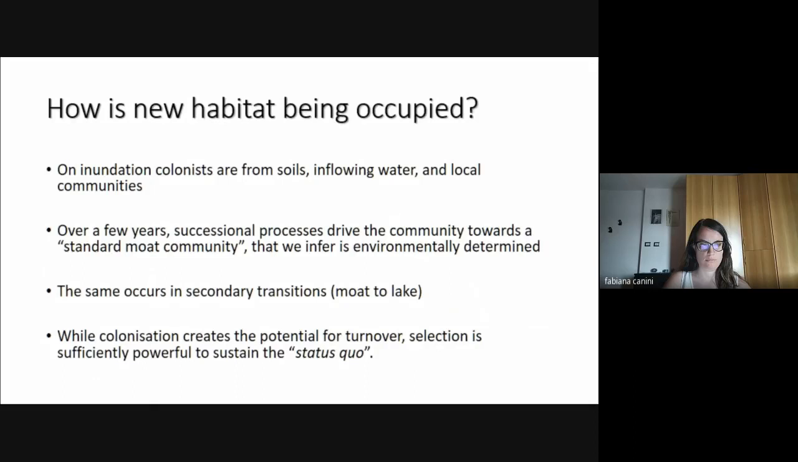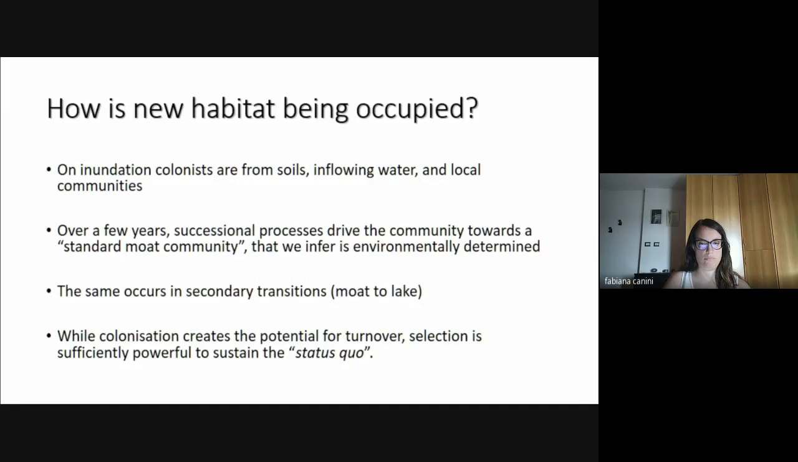So how is new habitat being occupied in these systems? There's no doubt that on initial inundation, the colonists are from the soils, but they're also from inflowing water, and from local communities, because we're seeing this connectivity effect and this similarity across the environment. Over relatively few years, maybe 4 to 5 years, the successional processes within the newly created moat environment drive the community towards what we can call a standard moat community. And we infer that this is driven by the environmental conditions. So there is environmental filtering which is determining the transition through to this standard moat community.